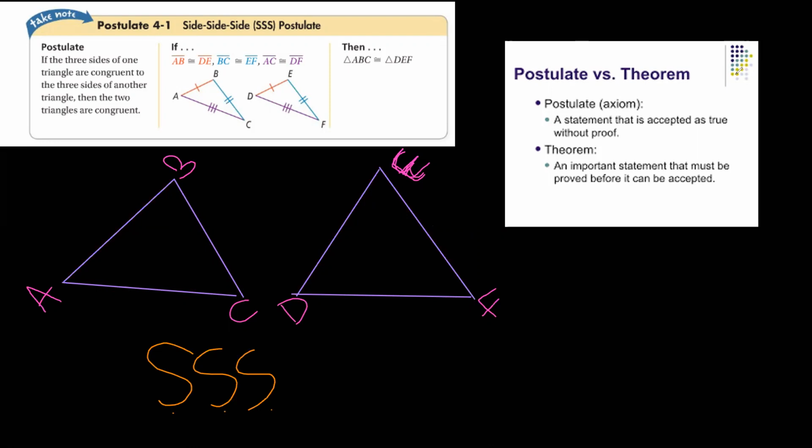SSS, that means I need only three sides to say that these two triangles are congruent, using three sides only. Side, side, side. If I prove that these three sides are congruent, I will say that the two triangles are congruent.